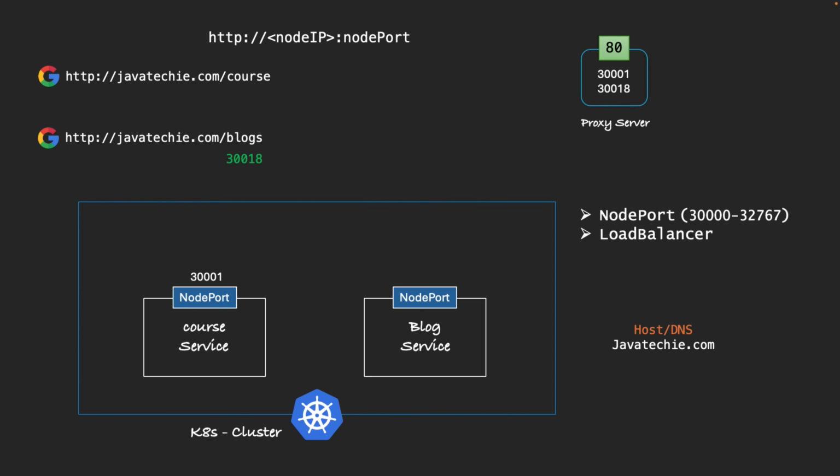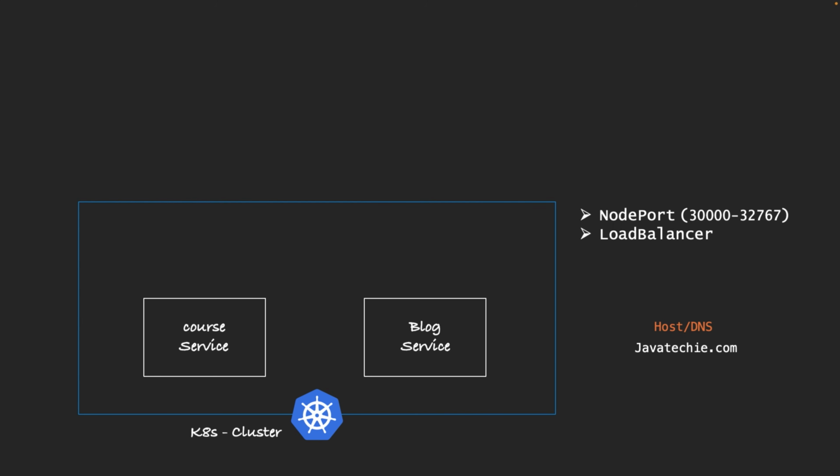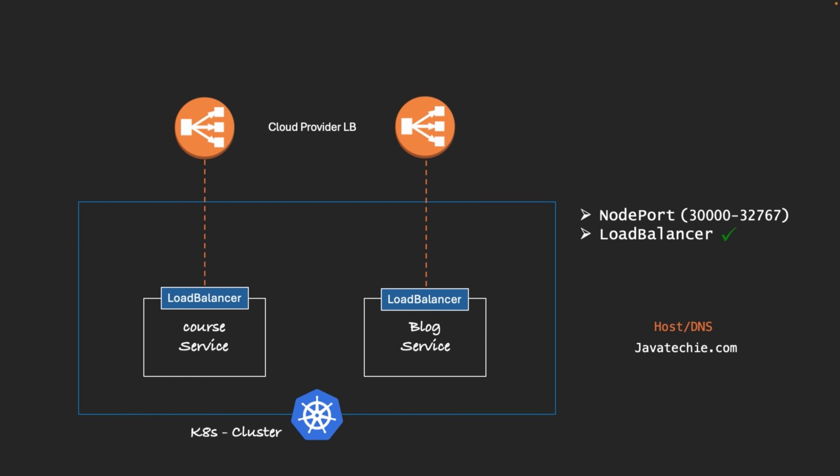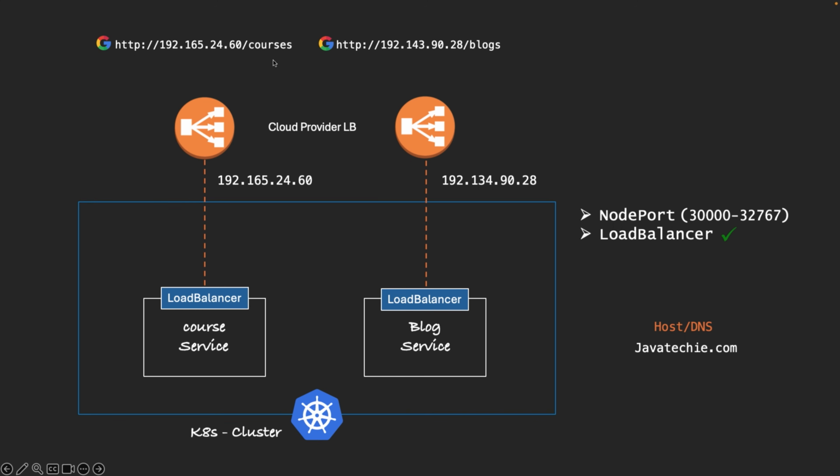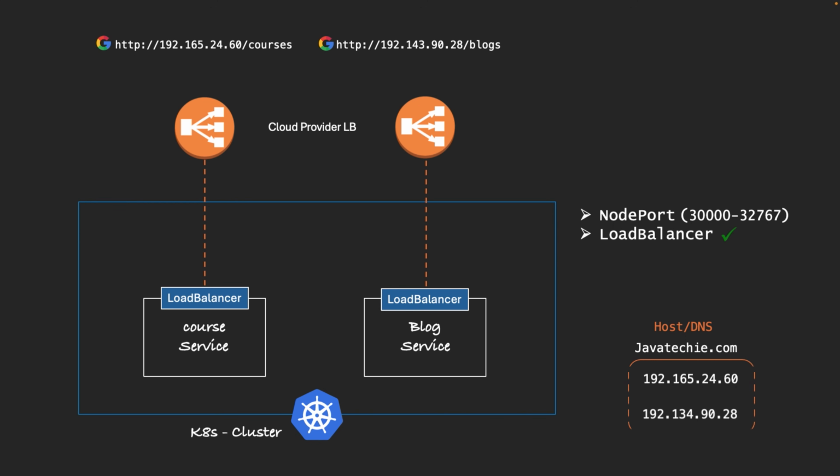That is why I looked into another method, the load balancer. Now let's see what challenges we found in the load balancer approach. Since both my services are exposed as load balancer type services, to access them I need a cloud provider who can provide me a public static IP. I can use the public static IP given by the cloud provider to access the course service and blog service. Now since I have the static IP, I can map this static IP to DNS, javatechie.com.